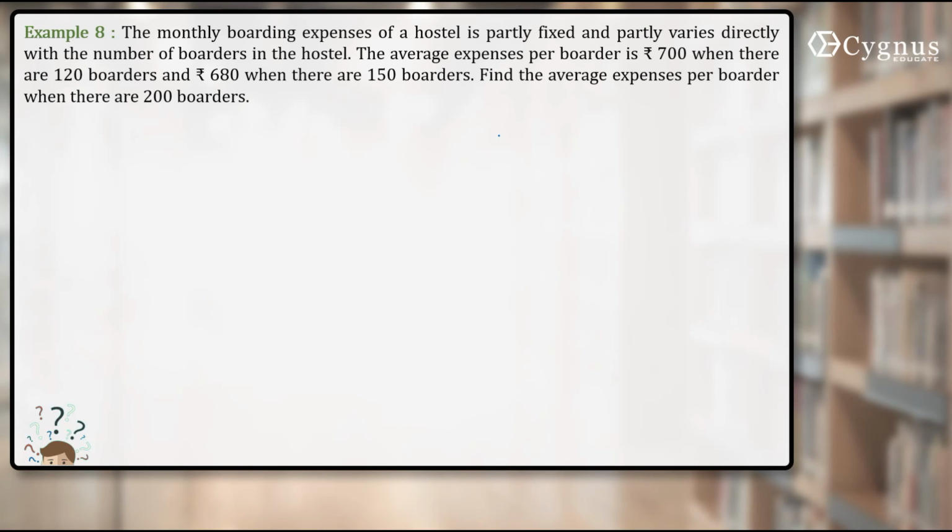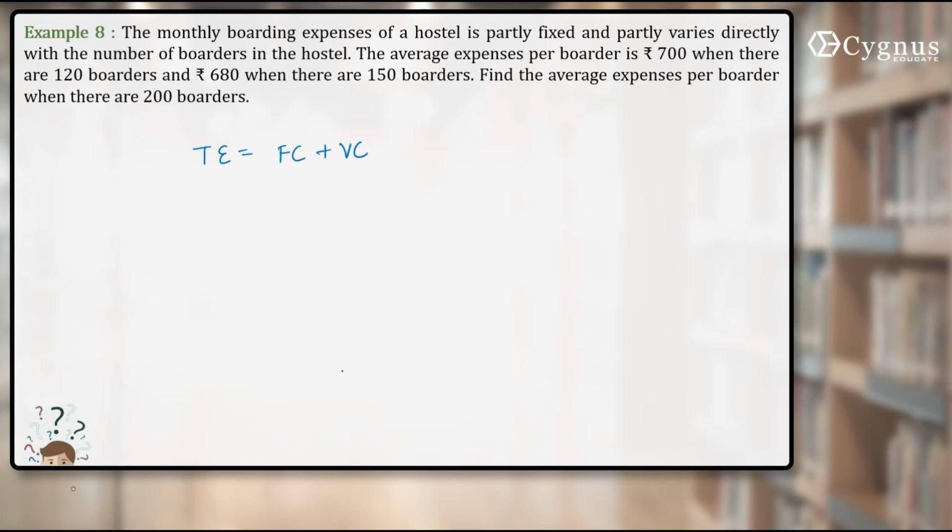Let's look at this case now. I was talking about that bill. Look at this. The monthly boarding expenses of a hostel is partly fixed and the remaining part varies directly with the number of boarders in the hostel. So can we say the total expenses of the hostel will be what? A sum of fixed charges and variable charges. And it varies directly with the number of boarders. It depends on the number of boarders.